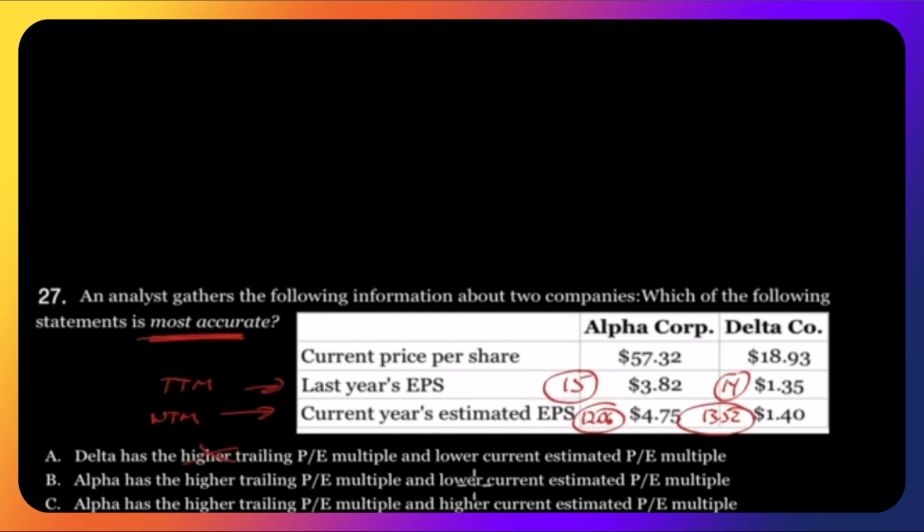Yes, it does. And lower current estimated PE multiple. Yes, it does. We can choose B and simply move on. But we'll eliminate C. Alpha has the higher trailing PE multiple and the higher current. It has the higher trailing, it has the lower current. So we were right on that, B.